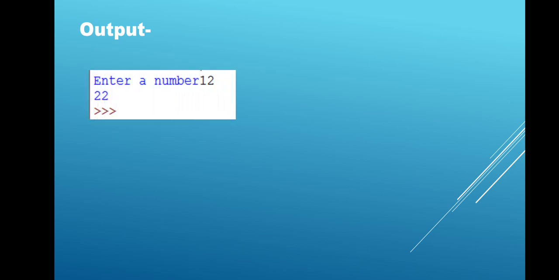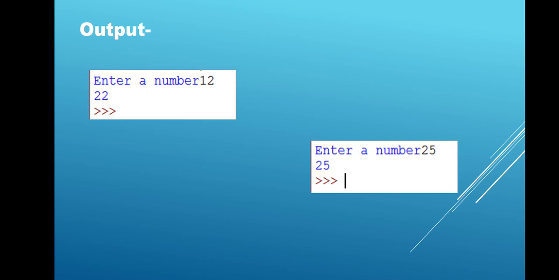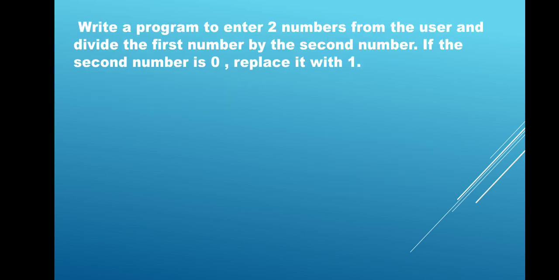See, in this first case, the number entered is 12 and 12 is divisible by 3. Therefore, 10 is added to 12 and the answer returned is 22. In the next example, I have entered the value as 25. Now 25 is not divisible by 3. Therefore, no addition is done in this value and the value is displayed as it is. Moving on to the next example.